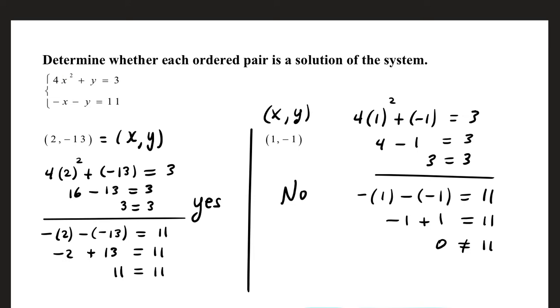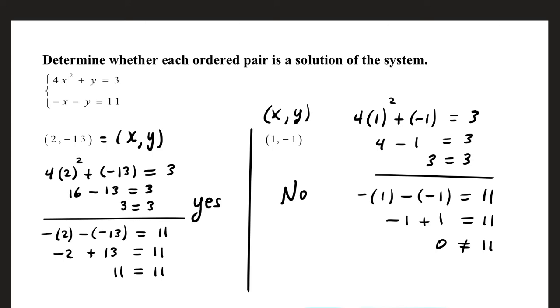Substitute 2 in for x, negative 13 in for y in both equations, and check for a true or false statement. In the top equation, 4 times 2 squared plus negative 13, that's 4 times 4 is 16, minus 13 is 3. That checks. In the second equation, negative 2 minus negative 13. Negative 2 plus 13 is 11. That also checks. Since this ordered pair satisfies both equations, it is a solution of the system.